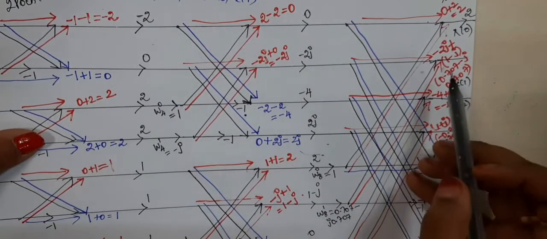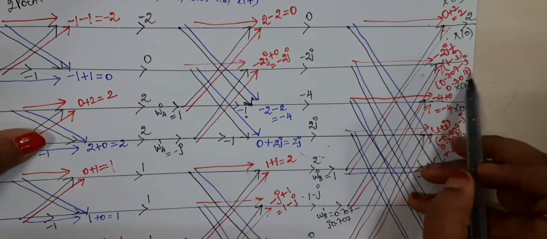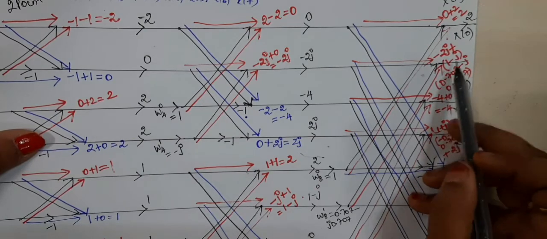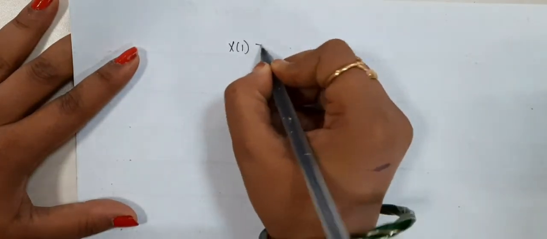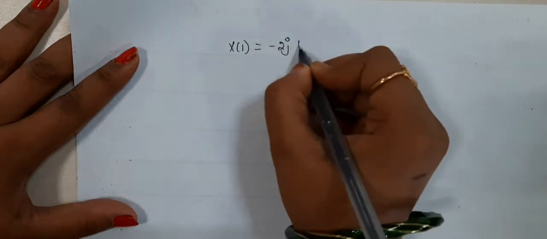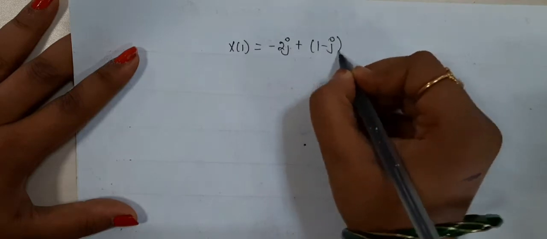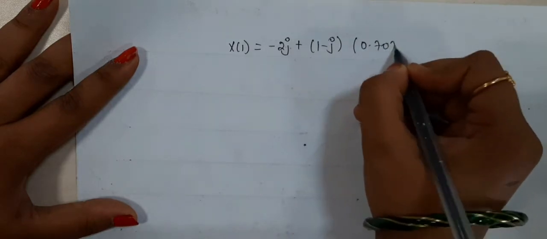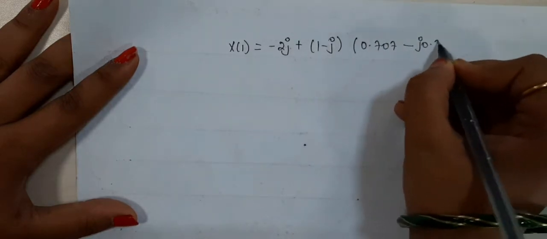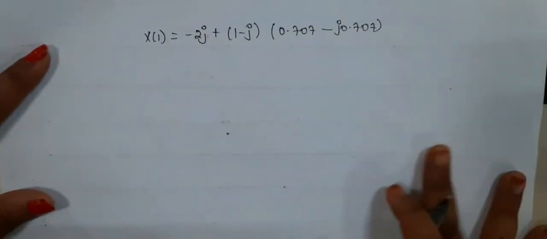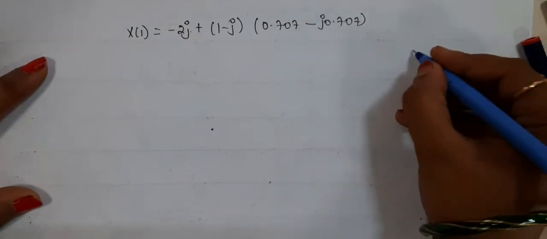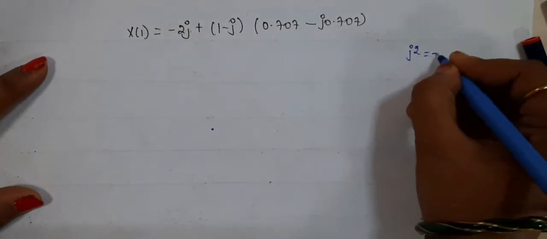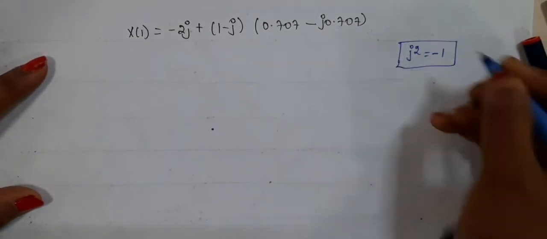So now we can see the multiplication separately. Okay, so this x of 1, I am going to show you how we are multiplying. What are the values for the x of 1? So x of 1 will be equal to -2j plus (1 minus j) into (0.707 minus j 0.707). For this, only one thing you have to keep in mind, that is j square equal to minus 1. So this is one thing you have to keep in mind.